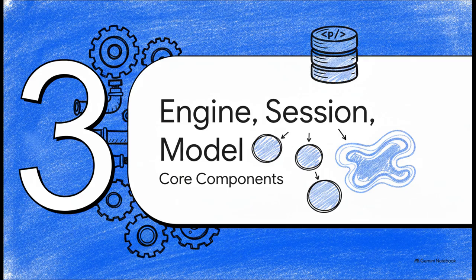And honestly, this ORM layer is where the vast majority of day-to-day application development actually happens. Okay, section 3, engines, sessions, and models. These are the absolute core components every developer needs to know.